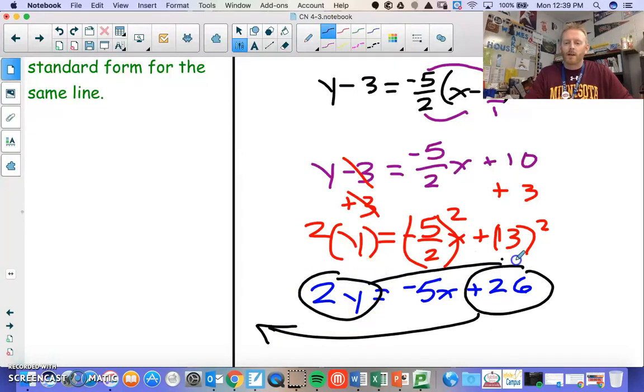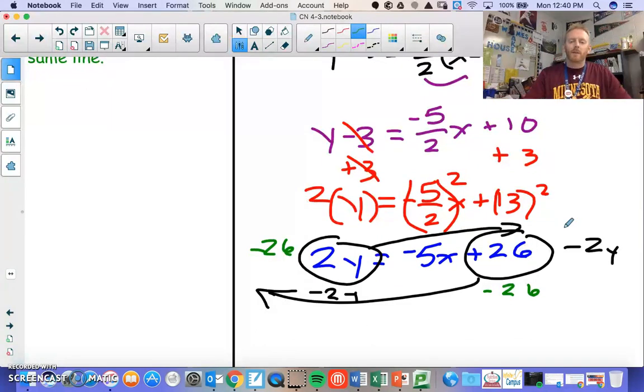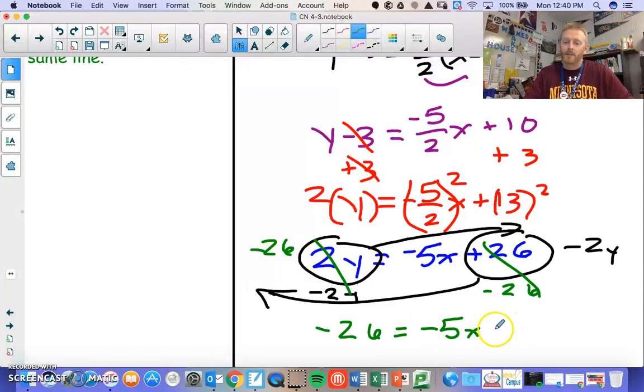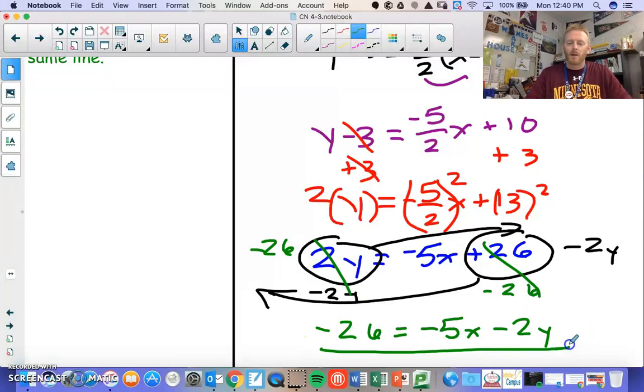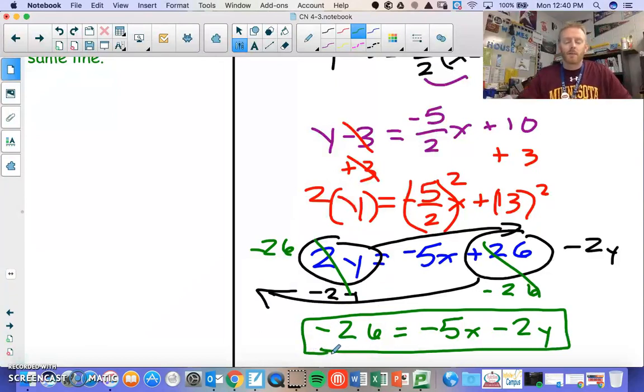The 2y comes to the right side by subtracting 2y. So I go minus 2y, minus 2y, minus 26, minus 26. So then I am left with, as I cancel out my subtraction problems, a negative 26 is equal to this minus 5x, or a negative 5x, and then minus a 2y in standard form. And there we have it, folks. That's how we solve these types of problems.